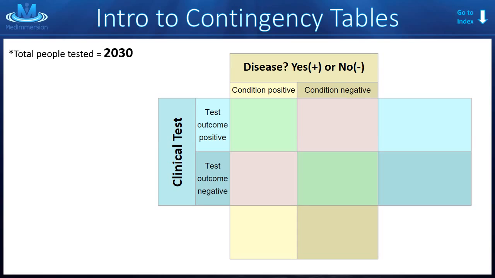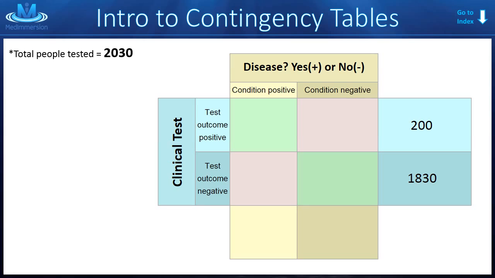So first, out of the 2,030 people, our fecal occult blood test gave us 200 people that tested positive. It gave us 1,830 people that tested negative. In other words, the car alarm went off 200 times after something vibrated it, and the car alarm did not go off 1,830 times when something shook it.